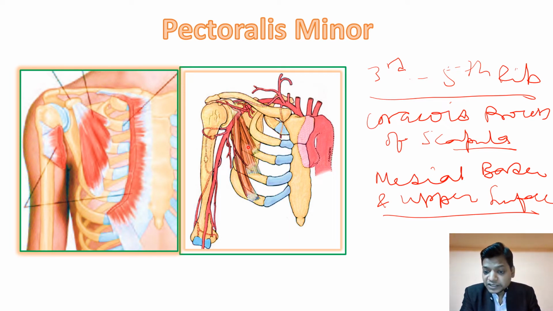Next important thing is that this muscle is covered by a fascia. Which fascia in the pectoral region? The clavipectoral fascia, which starts from the inferior surface of the clavicle, encloses the subclavius muscle, then encloses the pectoralis minor muscle, then forms the suspensory ligament of axilla and continues with the axillary fascia. So this is important about pectoralis minor. Let's move further.